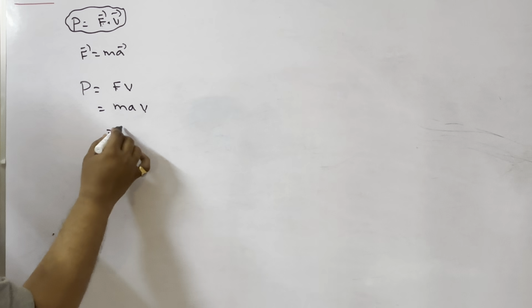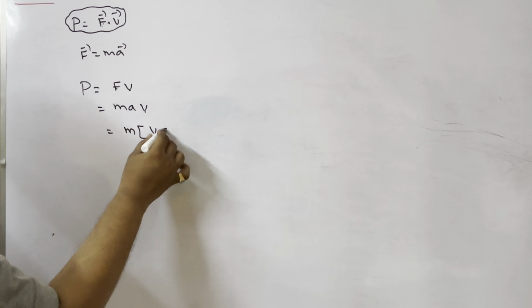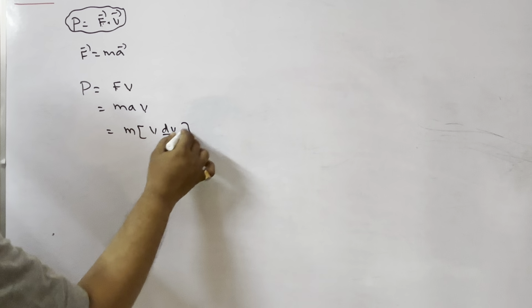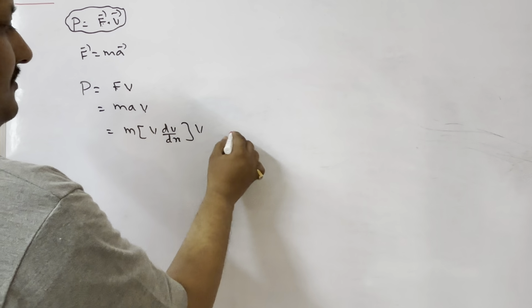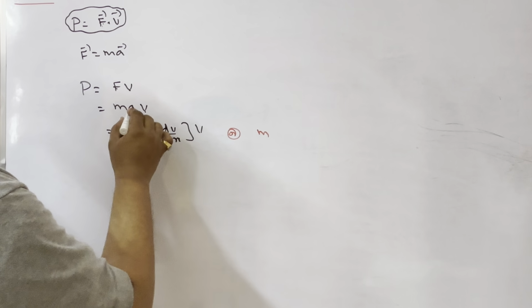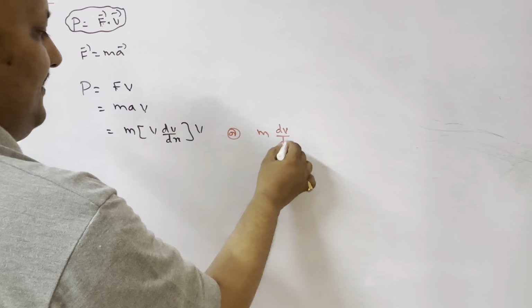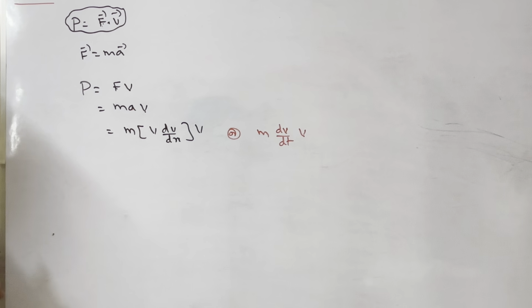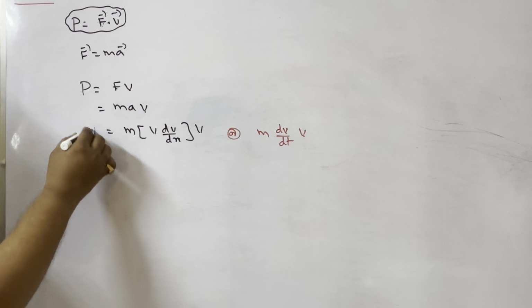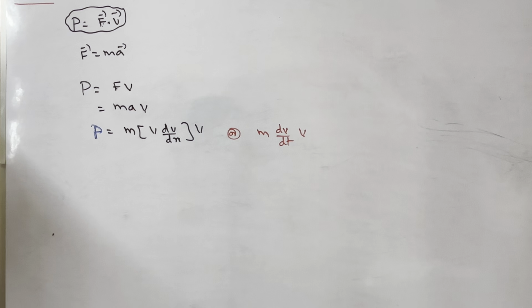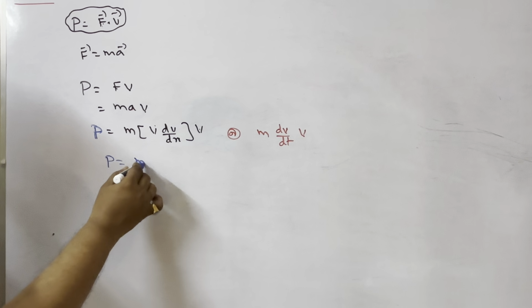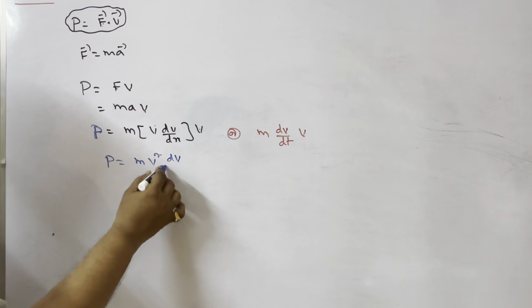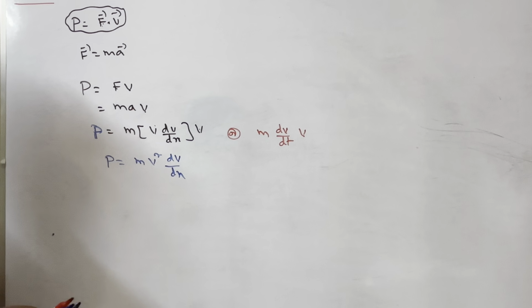So m a v, that is m into v dv by dx into v. Another equation you can write: m into acceleration, which we said is dv by dt, into v. So on the left side we got our equation. Now see here, v into v, power is equal to m v square dv by dx.